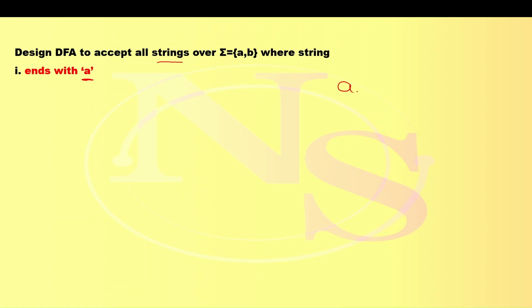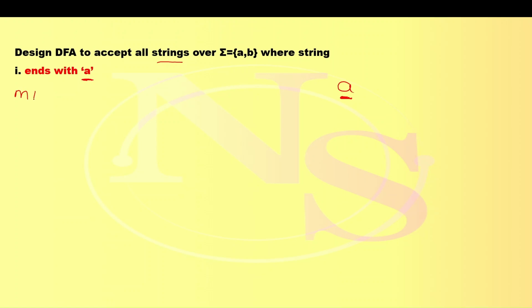For example, this is A as a string. It's ending with A. Yes, it's ending with A. In this case, it's one symbol. It's starting as well as ending with A. But we should focus on our condition: the string should end with the A. So this is ending with A.